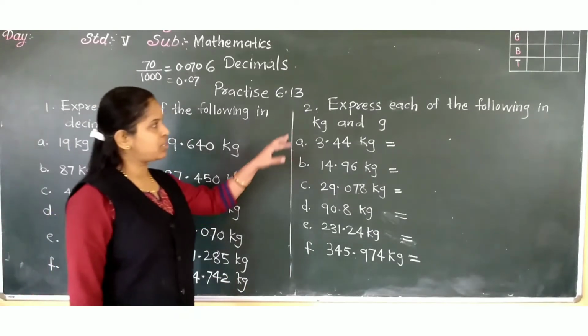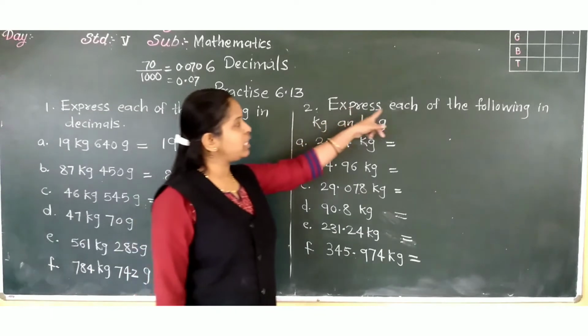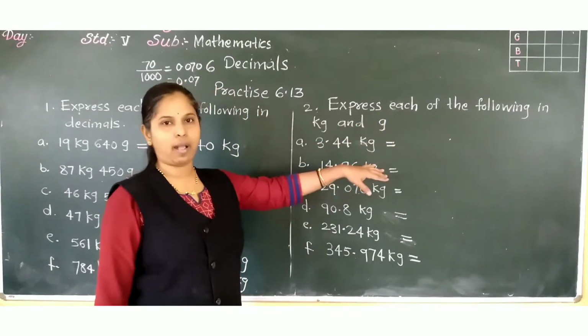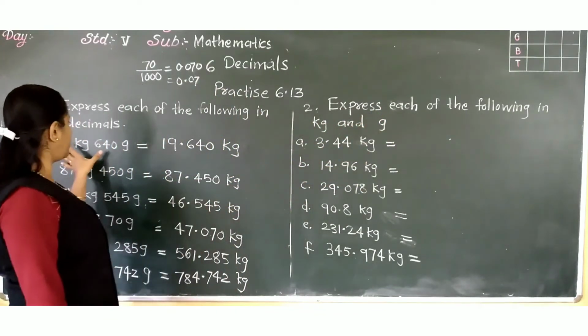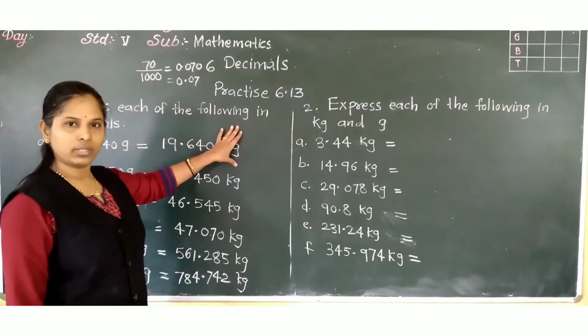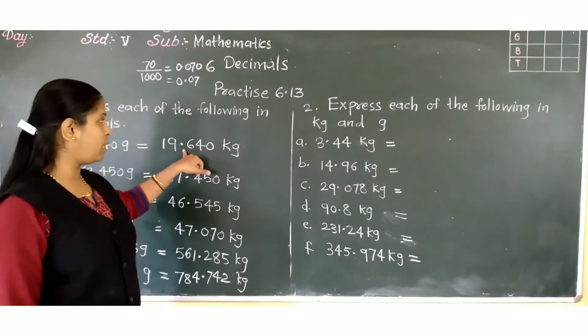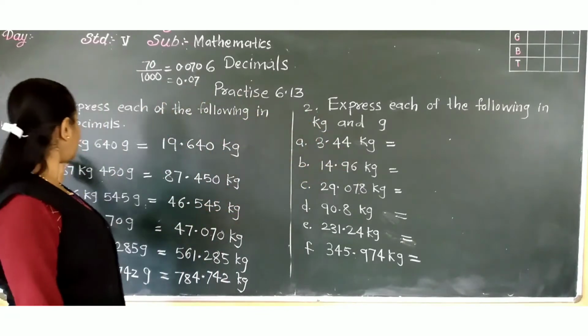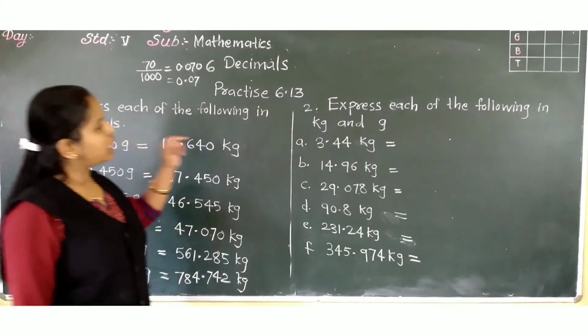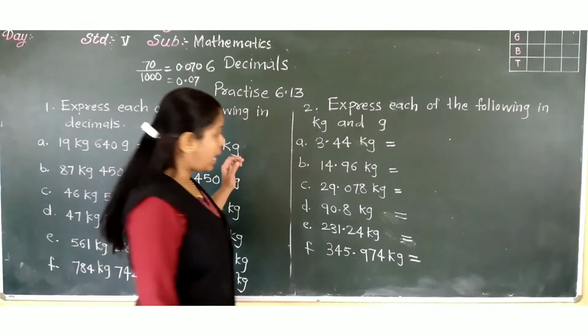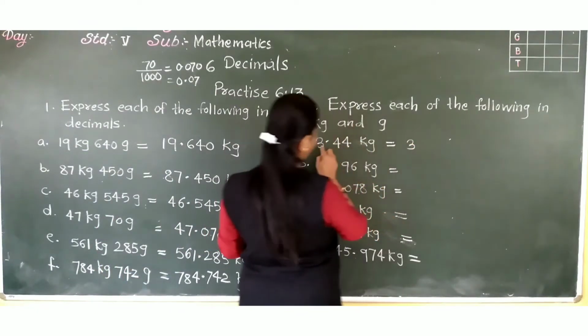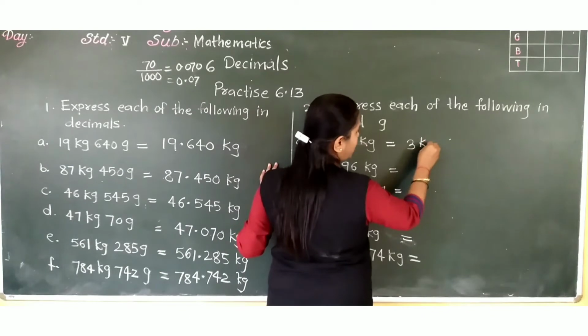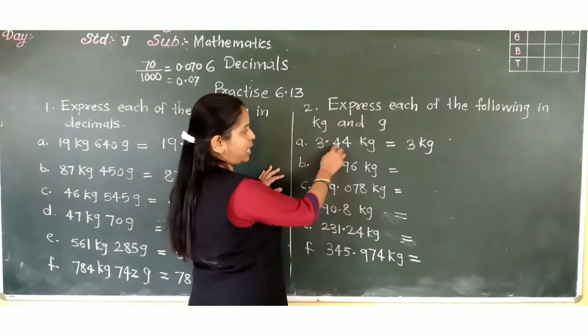Okay. Next, question number 2. Express each of the following in kg and gram. Now, how did we convert this kg and gram into decimal? But here decimal is given and we have to write in this form. See here 3.44. That means 3 whole part means 3 kg and after decimal 44.